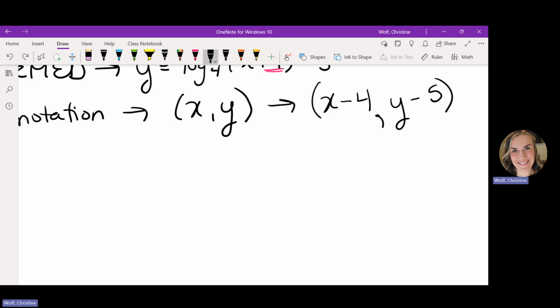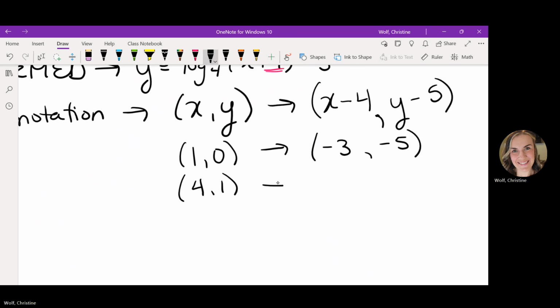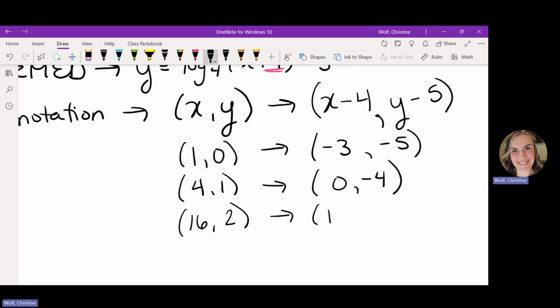All right, so my first easy point that I found in my table of values was that intercept, which was 1, 0. So when I apply my transformation, 1 minus 4 will become -3, and 0 minus 5 will become -5. My next easy point was 4, 1. Apply the shift, it will be 0, -4. And finally, my last one was 16, 2. So this will become 12, -3.